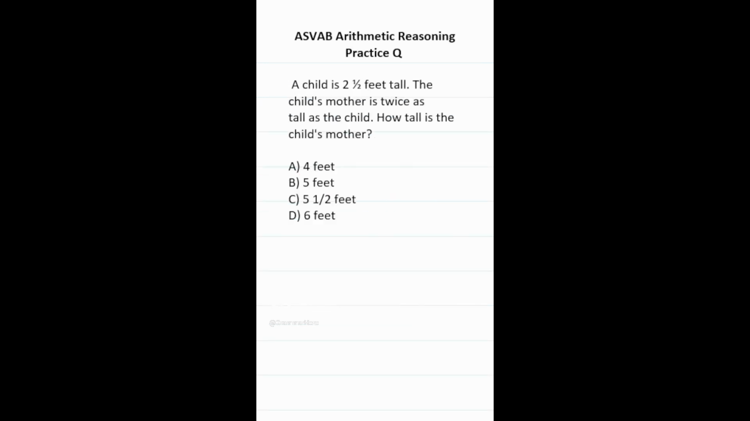This arithmetic reasoning practice test question for the ASVAB and PiCAT says a child is 2.5 feet tall. The child's mother is twice as tall as the child. How tall is the child's mother? So since this is an easy question, I'm going to solve it 3 ways. First of all, you should be able to solve this one mentally. 2.5 times 2 is going to be 5 feet tall.